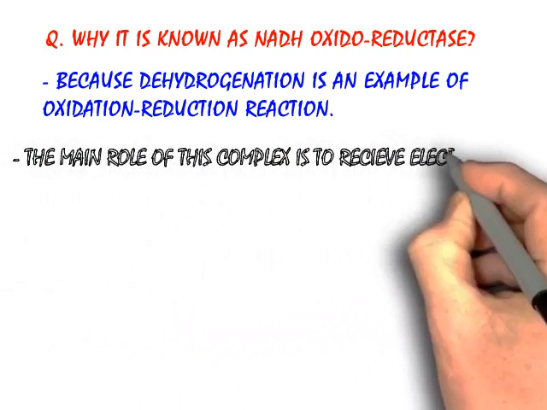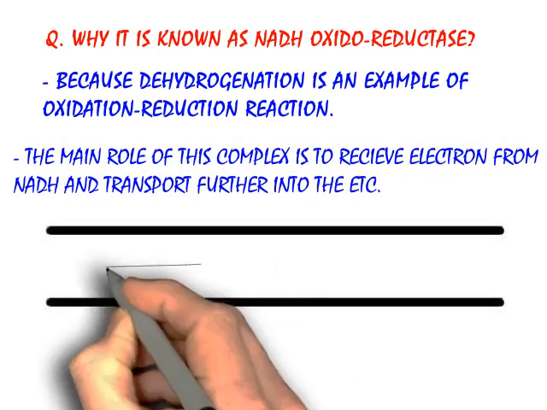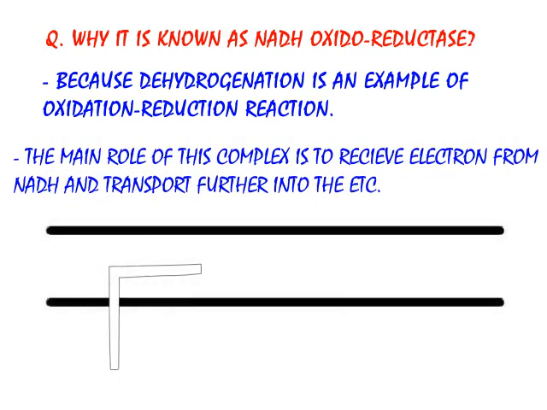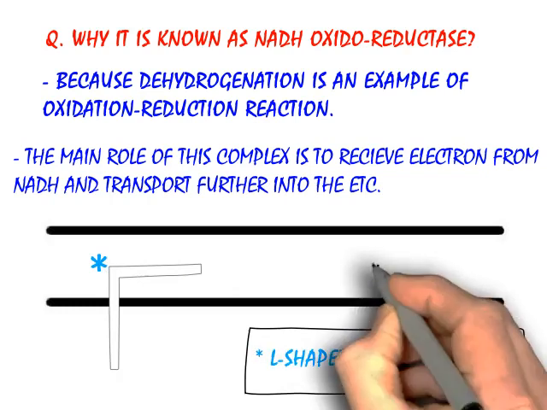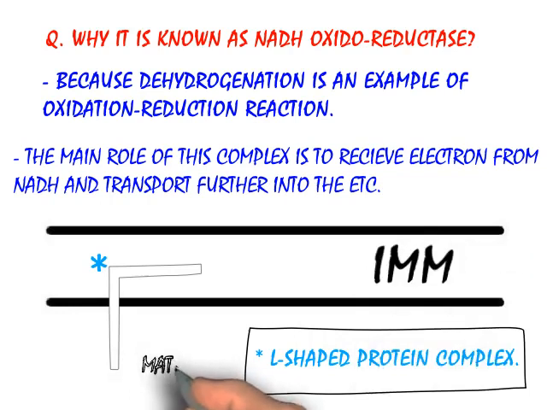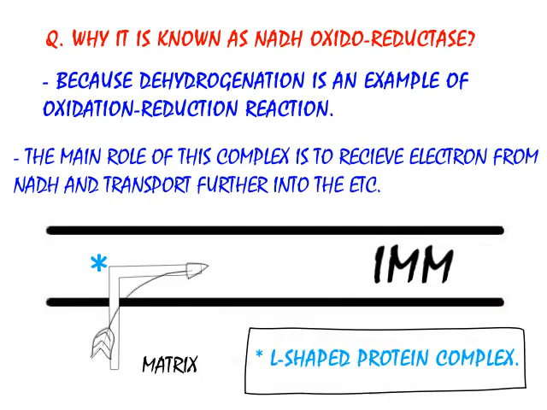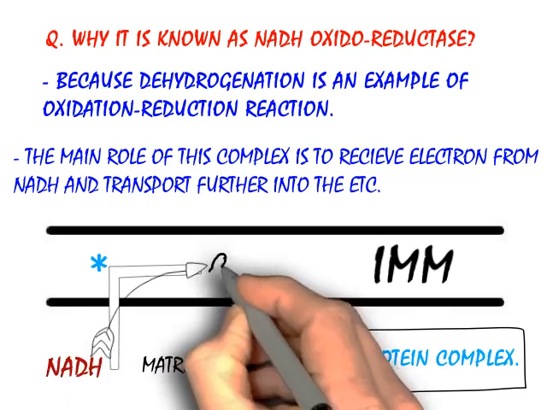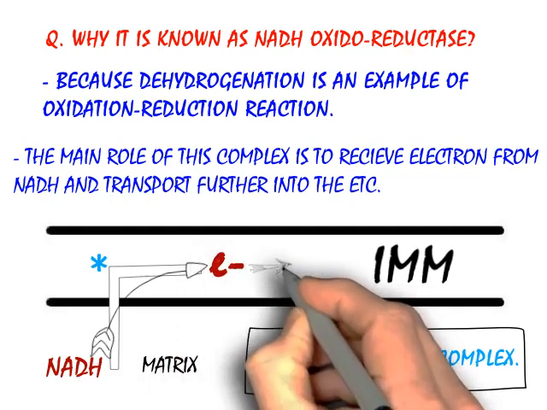The main role of this complex is to receive electrons from NADH and transport them further into the electron transport chain. The complex 1 is an L-shaped protein complex. And this complex has two arms, the vertical and the horizontal arm. The vertical arm is embedded in the inner mitochondrial membrane, whereas the horizontal arm is embedded in the matrix of the mitochondria. In this process, NADH donates its electron to the complex 1, which further transports the electron into the electron transport chain for the production of energy.